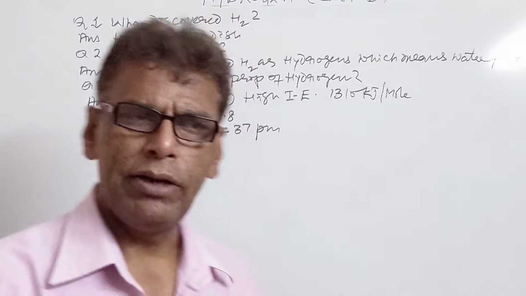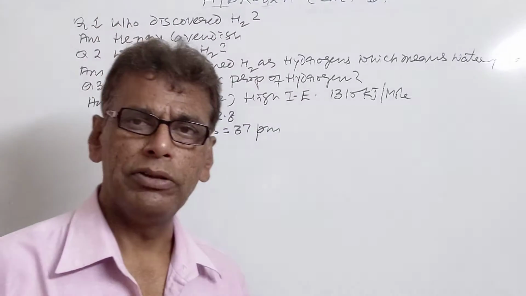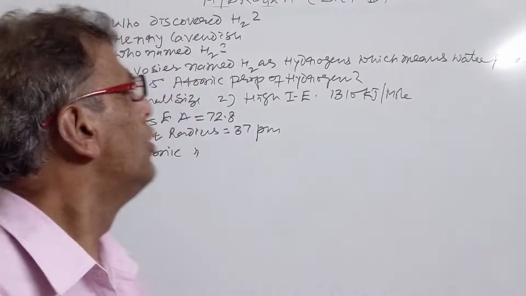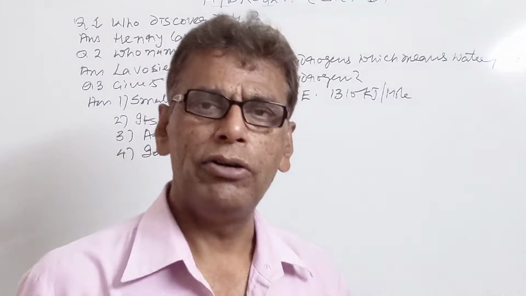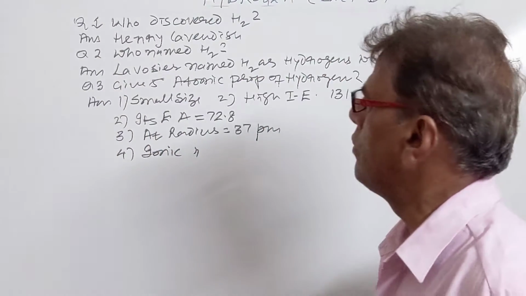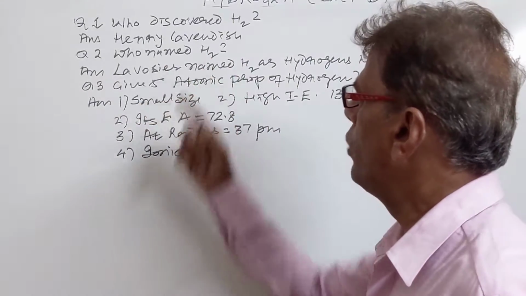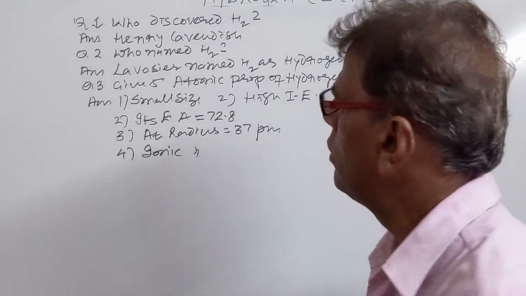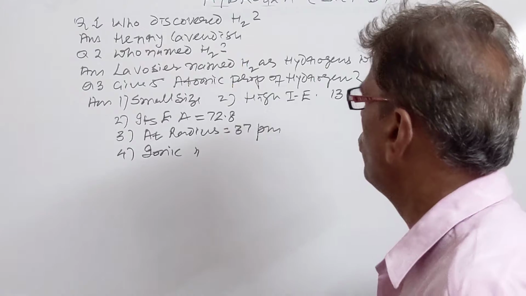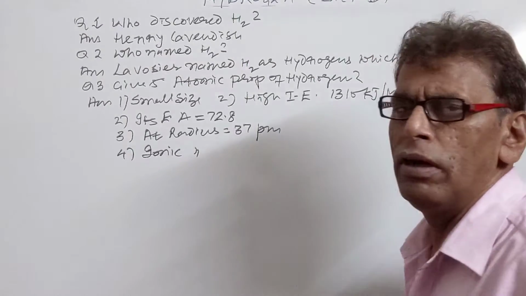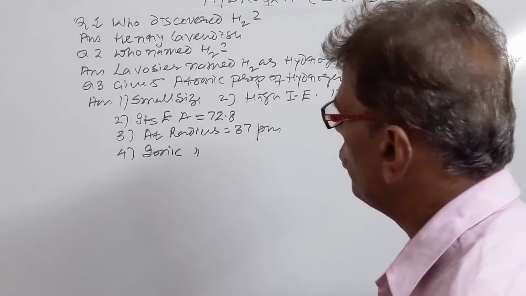So continuing with hydrogen, we are doing more questions on hydrogen. This is our lecture number 2. First question is, who discovered hydrogen? Hydrogen was discovered by Henry Cavendish. Lavoisier was the man who named it hydrogen, which means a water producer.